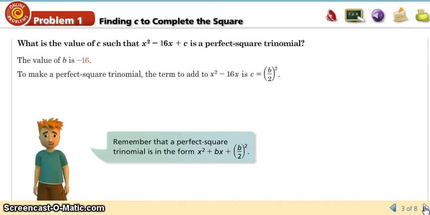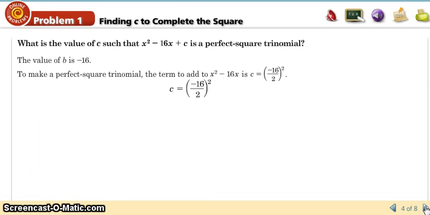Substitute negative 16 for b in the expression, so C equals the quantity negative 16 divided by 2 squared. All I'm trying to do is figure out, what do I add to x squared minus 16x? What's the C going to be? And I'm just using this really simple formula here to find that. To solve for C, simplify within the parentheses. Then simplify the power. So C equals 64.